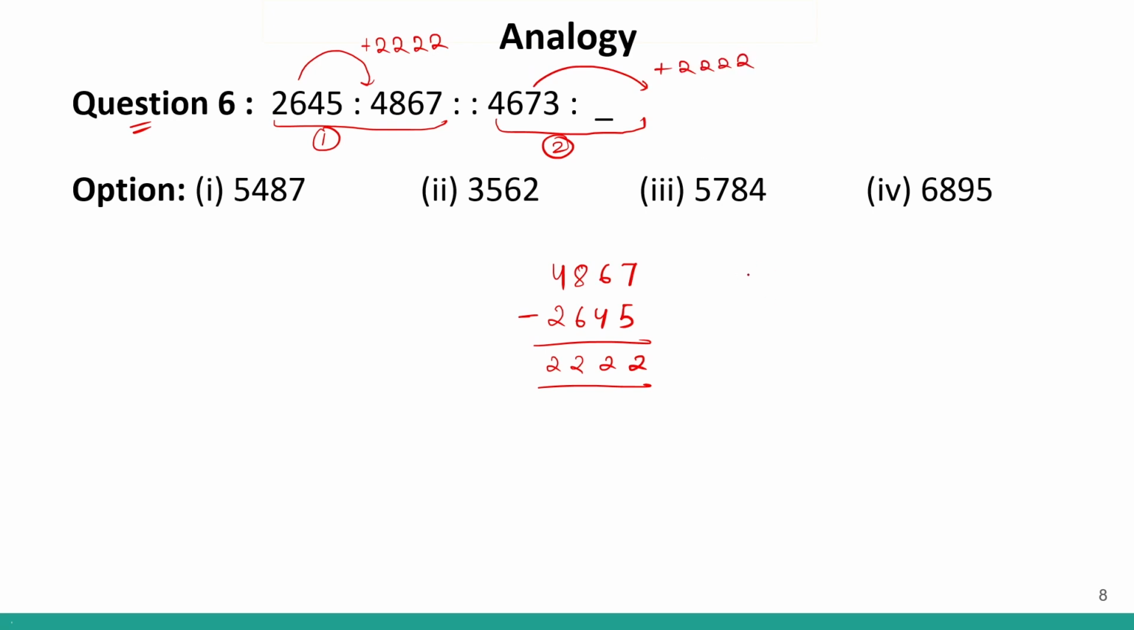2222. So if I add 4673 and I am adding 2, 2, 2, 2 into it. Okay. So this will be 5, this will be 9, this will be 8 and this will be 6. So I will get 6895. This will be the answer. This is given in option number 4. So option number 4 will be the correct answer to this question.